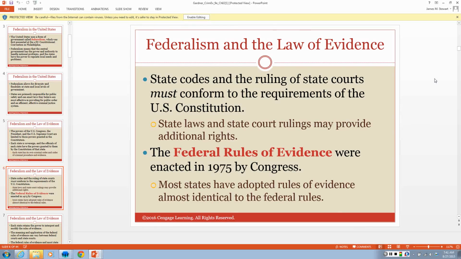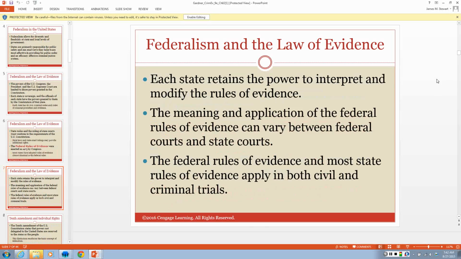Just understand there are some very specific procedures and very specific rules for what can be considered evidence in a criminal case and how that evidence can be admitted at trial. So make sure you read that section in your textbook. Every state does retain the power to interpret and modify those rules of evidence, and most of the time the rules of evidence not only apply in the criminal venue but also in the civil venue as well, although there are some differences.